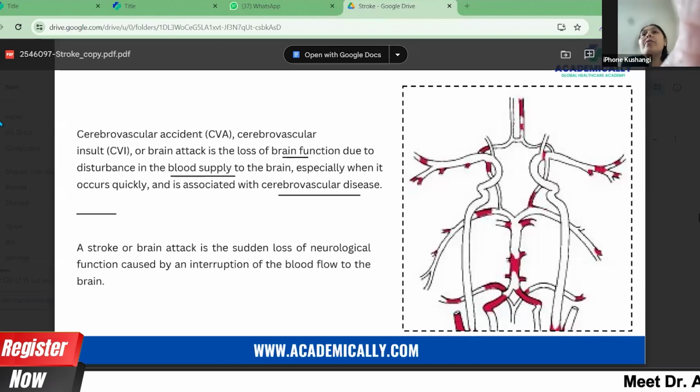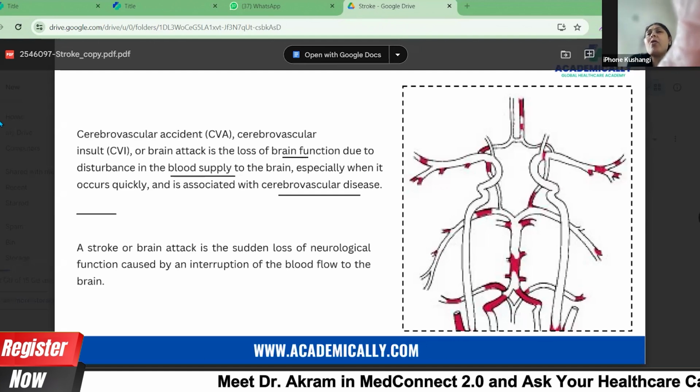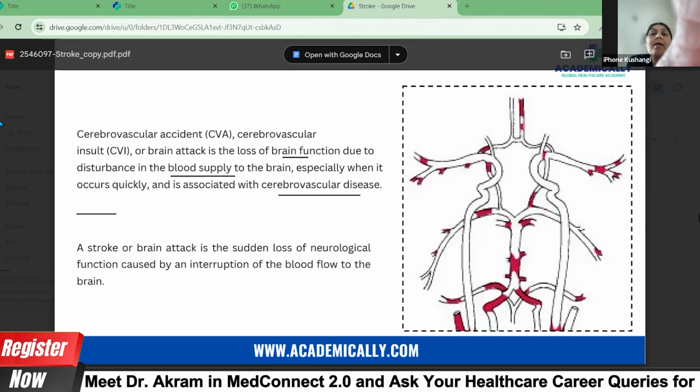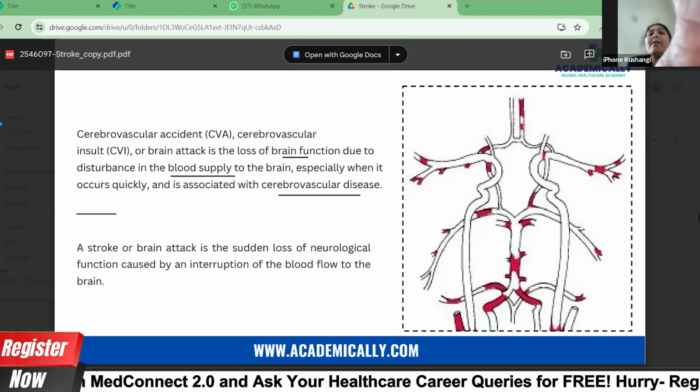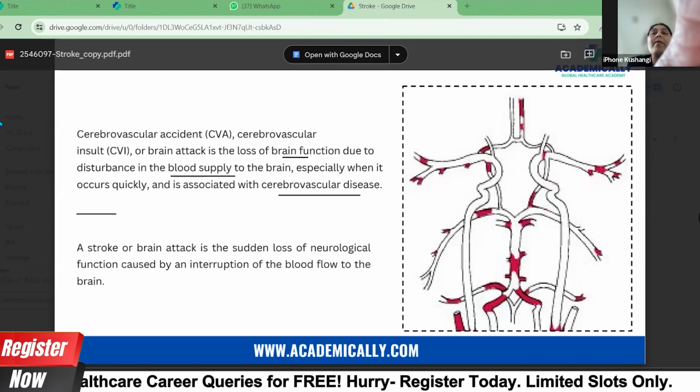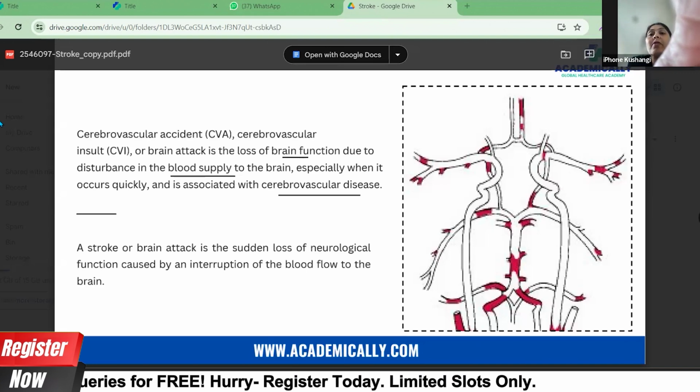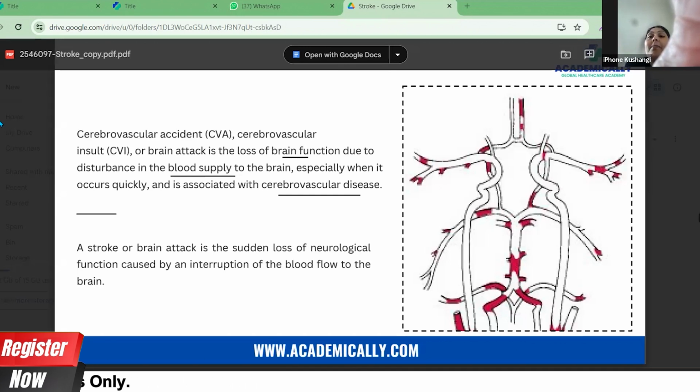Stroke is also known as cerebrovascular accident, that is CVA. Very commonly it is known as CVA, and less commonly it is known as cerebrovascular insult, that is CVI. You will less often use this terminology. It is the loss of brain function due to disturbance in the blood supply to the brain, especially when it occurs quickly and is associated with cerebrovascular disease.